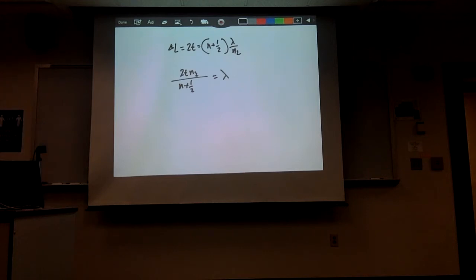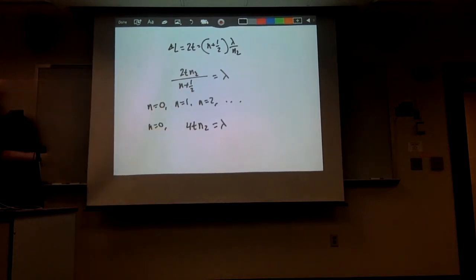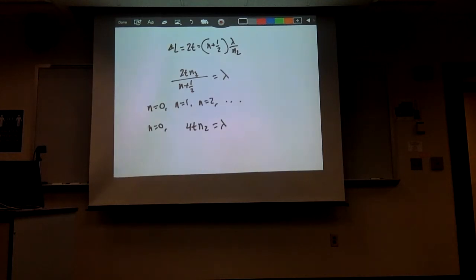So let's go ahead and do that. Let's start off with n is equal to 0, and then we'll do n is equal to 1, and then n is equal to 2, and then eventually just stop when we get to the visible spectrum. If I do n is equal to 0, in this case, then I get 4 times the thickness times n2 is equal to the wavelength. Because in this case, I get 0 plus a half, so the 2 moves to the top, so that becomes 4. Look at my number, what I get in this case is this works out to be 1,824 nanometers.